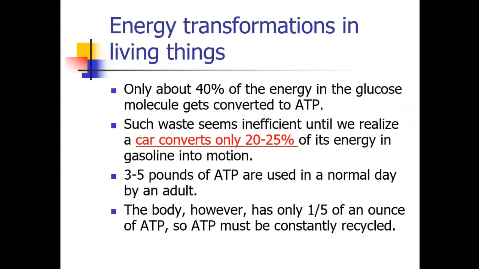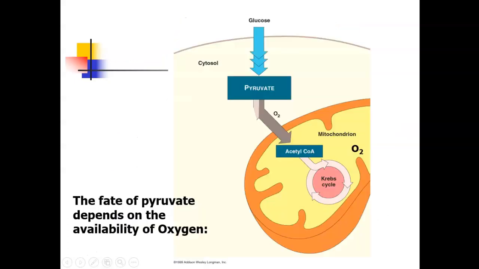And that might sound really terrible until you look at what's the efficiency of vehicles, and we find out it's only about 20%. And in your reading, you'll see that it really is remarkable how our body uses ATP, a teeny tiny amount of it, but we're constantly just shuttling on and off of that last phosphate group. So in a day, we use about 3 to 5 pounds, but we only actually have 1/5 of an ounce of it. So we're constantly recycling.